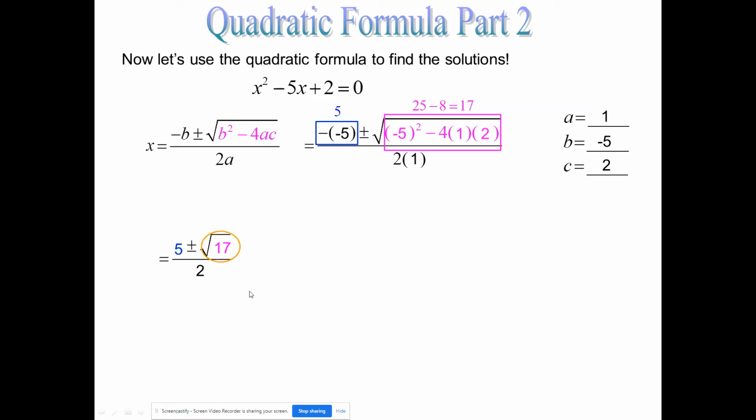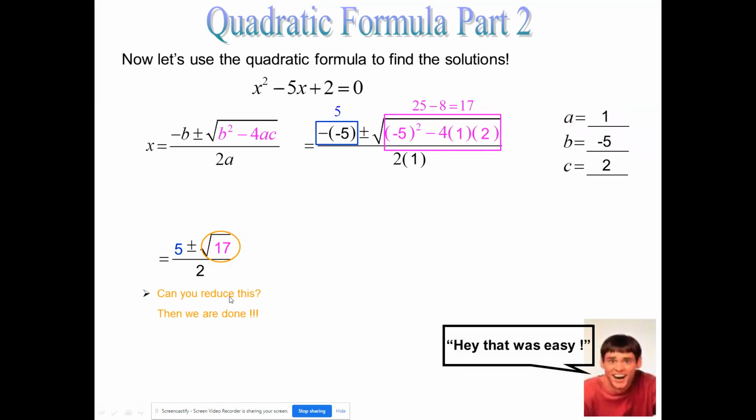Okay, so you look at radical 17 and you say, okay, can we reduce this? Is this reducible? We can't. Doesn't work. So we're done. We don't have to reduce square root of 17. Okay, so we just go ahead and split it now as 5 plus rad 17 over 2 and 5 minus rad 17 over 2.